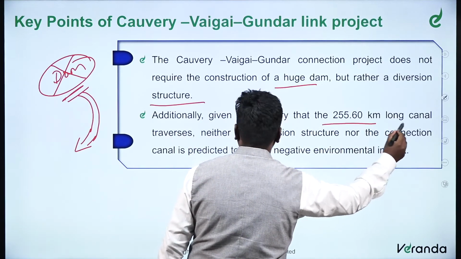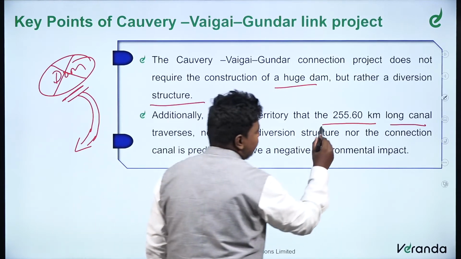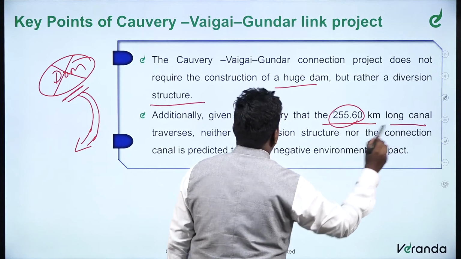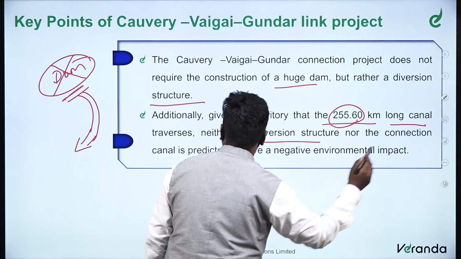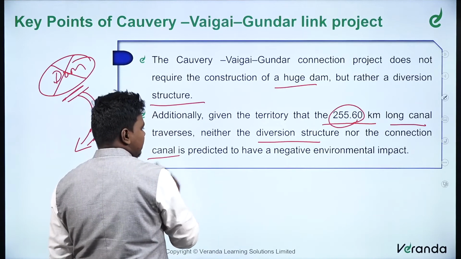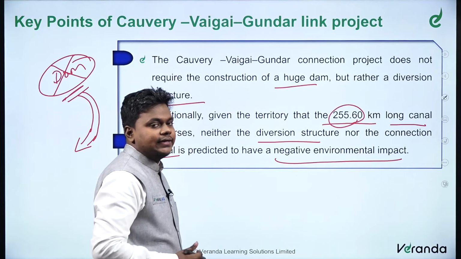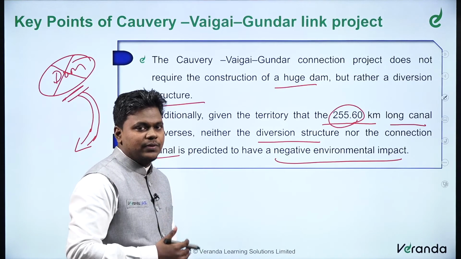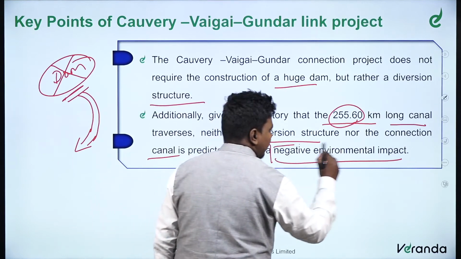So, additionally, given the territory has a 255.60 kilometer long canal, we have seen that in 3 phases this 255.6 kilometer long canal will be built. Neither the diversion structure nor the connection canal is predicted to have a negative environmental impact. We see what negative impacts happen because of dam construction. So, in this project there will be no negative environmental impact.